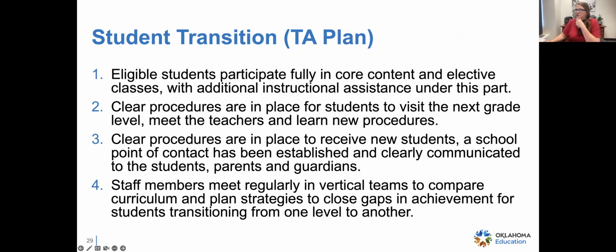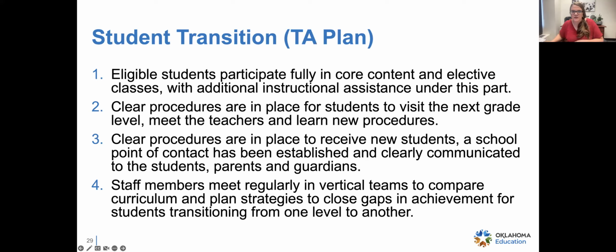So eligible students participate fully in core content and elective classes with additional instructional assistance under this part. Clear procedures are in place for students to visit the next grade level, meet the teachers, and learn new procedures. To receive new students, a school point of contact has been established, and staff members meet regularly in vertical teams to compare curriculum and plan strategies. So this is how we ensure that those services are transitioned from one grade level to the next, and that support continues to be offered if that is the identified group in the site.